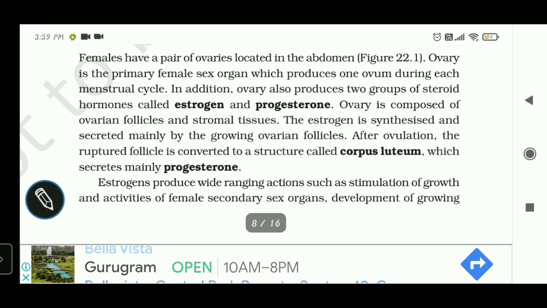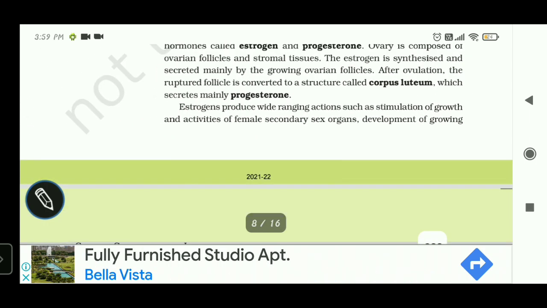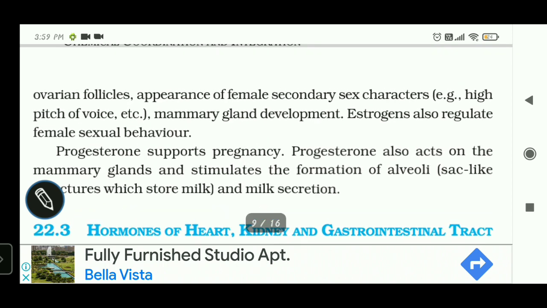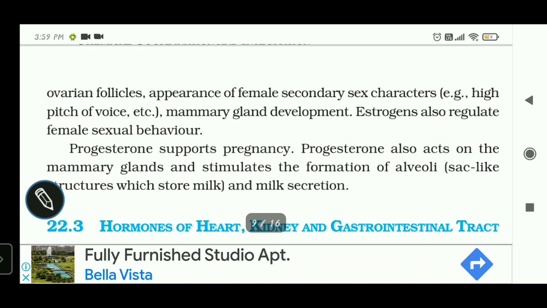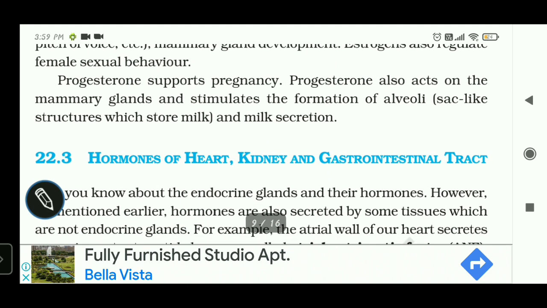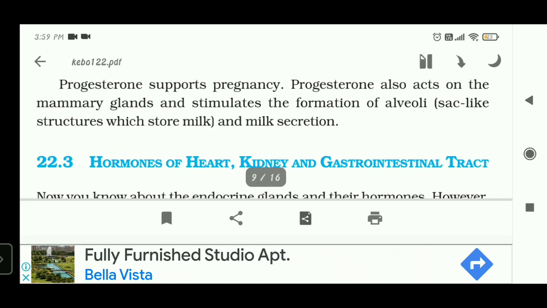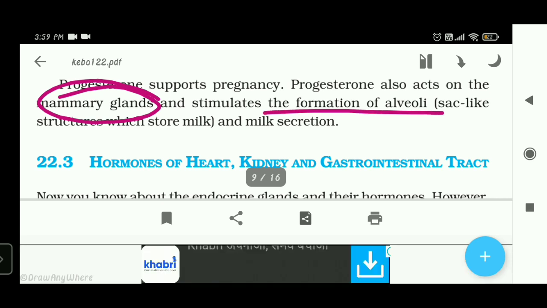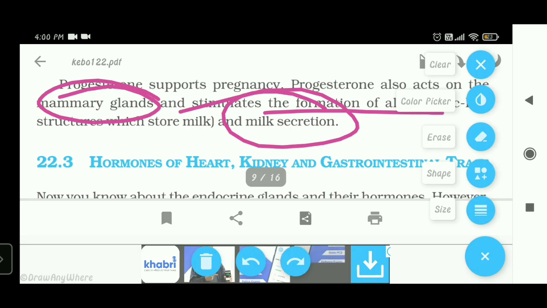And it also produces development of these ovarian follicles, appearance of these characters like high pitch of voice and mammary gland development, etc. Okay, so progesterone supports pregnancy, and it also acts on the mammary glands, stimulates the function of alveoli, which is sac-like structure which store milk, and milk's secretion.